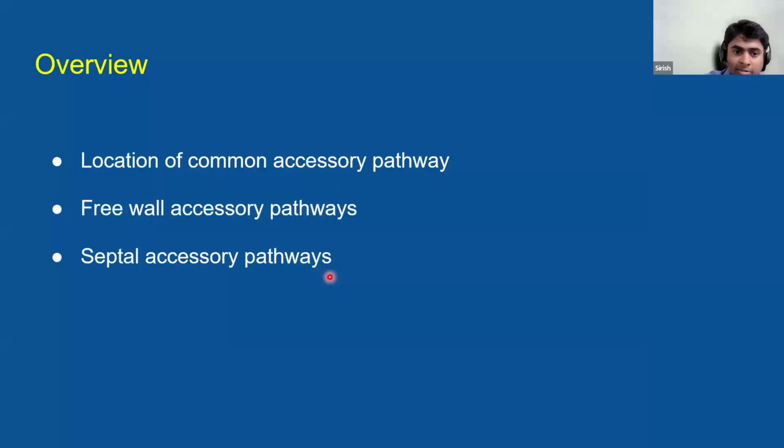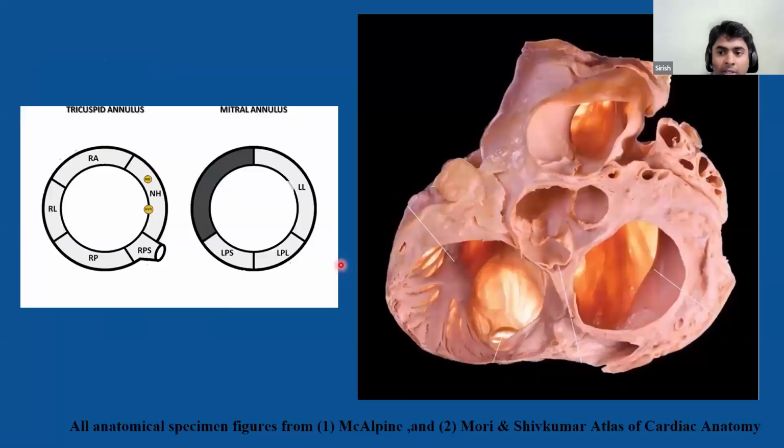So I'll start introducing the anatomy of the AV grooves and AV annuli, and also how the pathways are located, briefly about free wall accessory pathways, and then in detail about septal accessory pathways. So I'll try to strike a balance between giving too many details, also at the same time making it very simplistic. So we'll start with this schematic on the left and an anatomical specimen on the right.